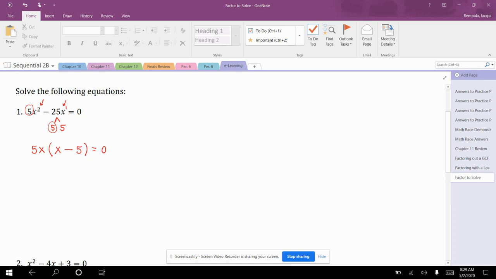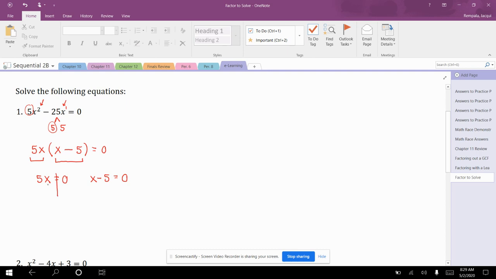Now that we've factored completely, we're back to what we did yesterday. I'm going to take both of these factored terms that have an x. This first term, even though it's not in parentheses, there's an x with it, so I get to take 5x and set that equal to 0 so I can solve for x. Then I get to take the second term, which this time is in parentheses, it has a variable, x minus 5 equals 0. All right, so now I can solve for these two equations.